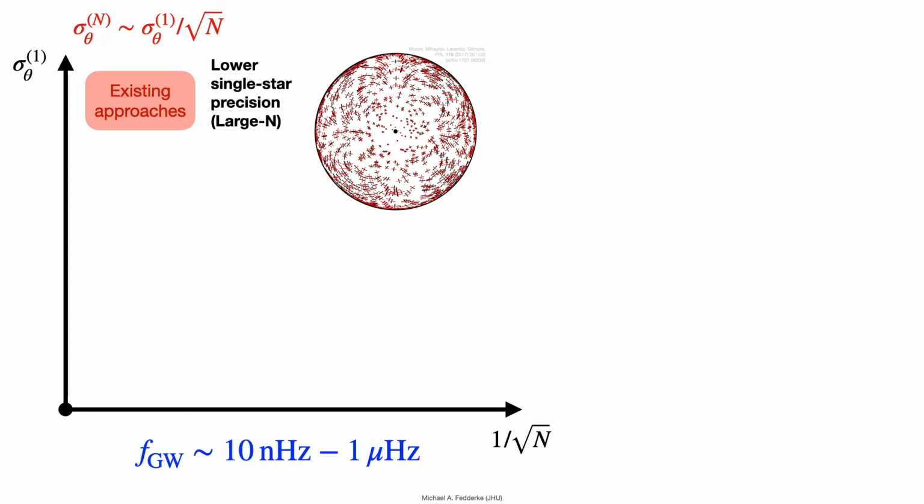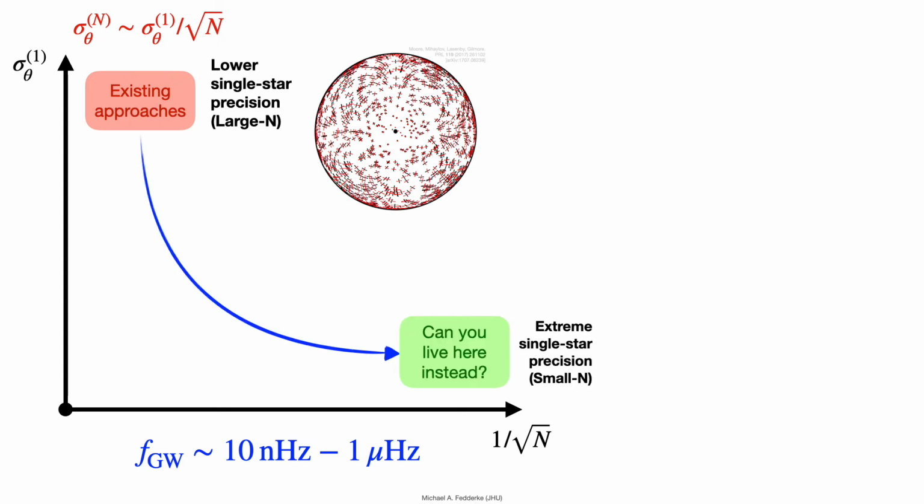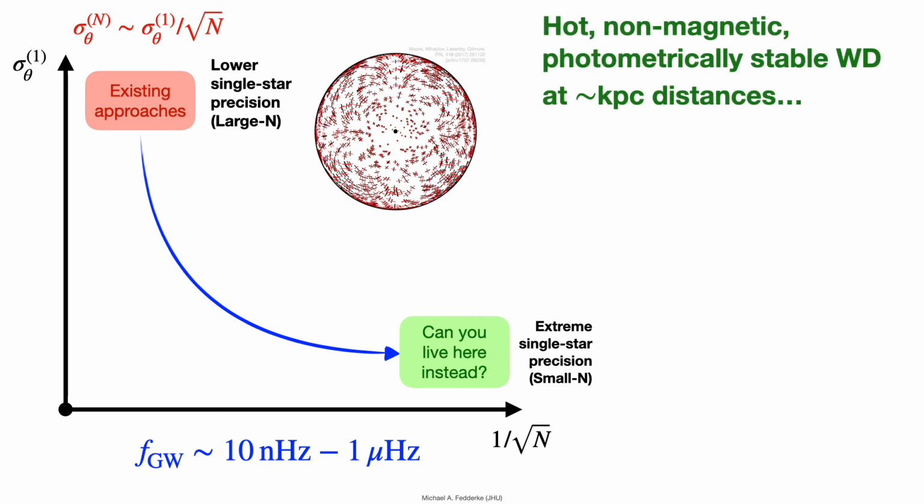The work I will speak about in my parallel talk explores a different corner of the optimization trade space for measurements of this effect. We asked a simple question: can one instead aim to make extreme precision measurements of a small number of stars? If you come to my talk, you'll hear more about how we identified a promising class of stars that one could make astrometric measurements of to achieve this approach: hot, distant white dwarfs.